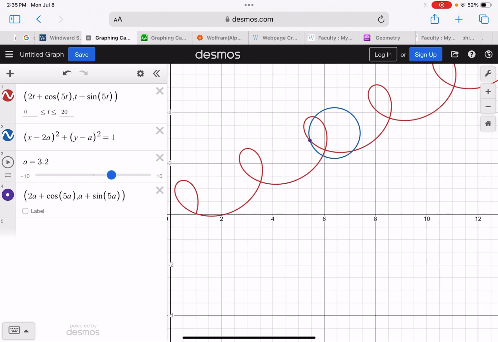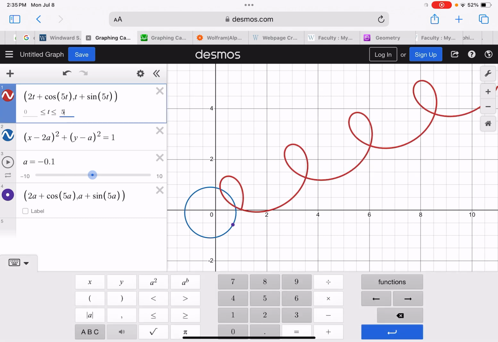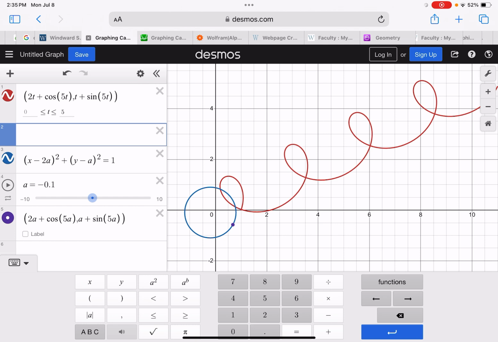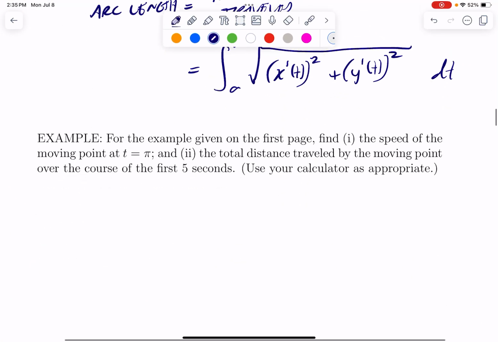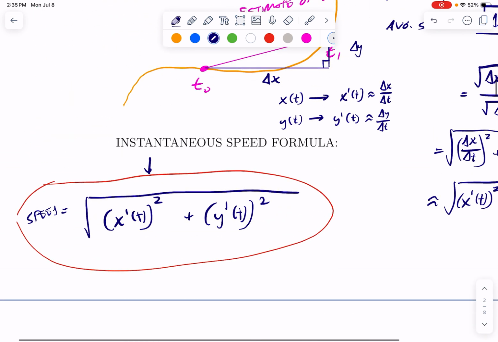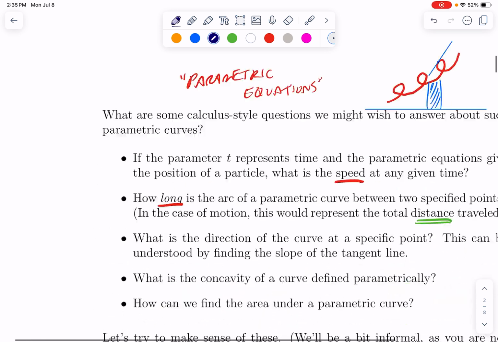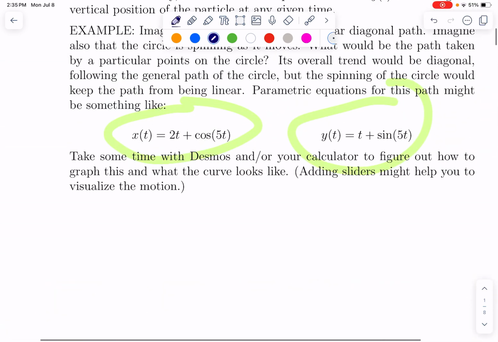And then also from 0 to 5, I could actually just change that here. How far does the particle go? I'm cutting it off there from 0 to 5. What is the total length of that curve? And we'll use a calculator as appropriate. So let's just remind ourselves, here, where are our formulas? Here they go.